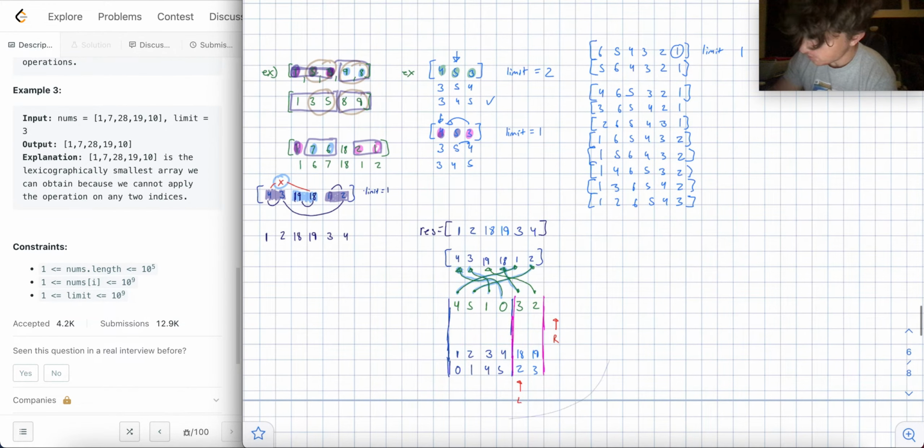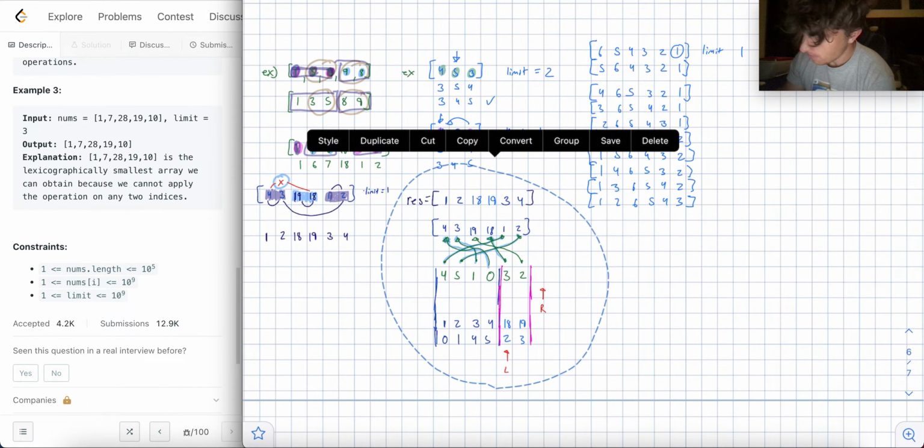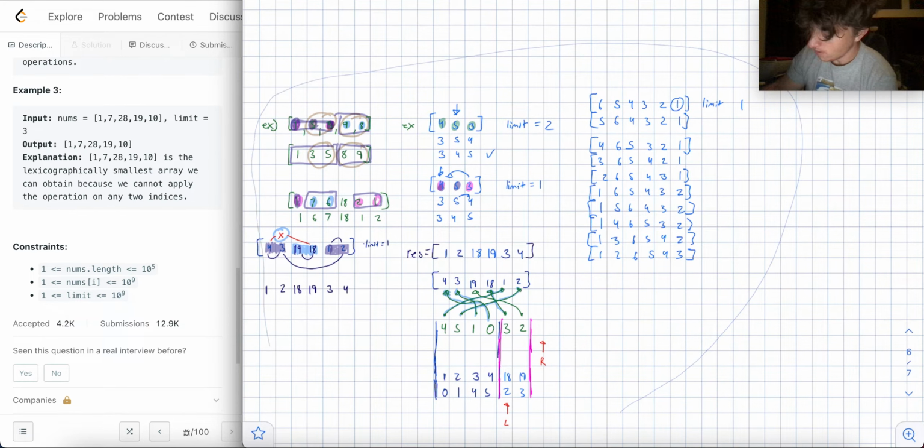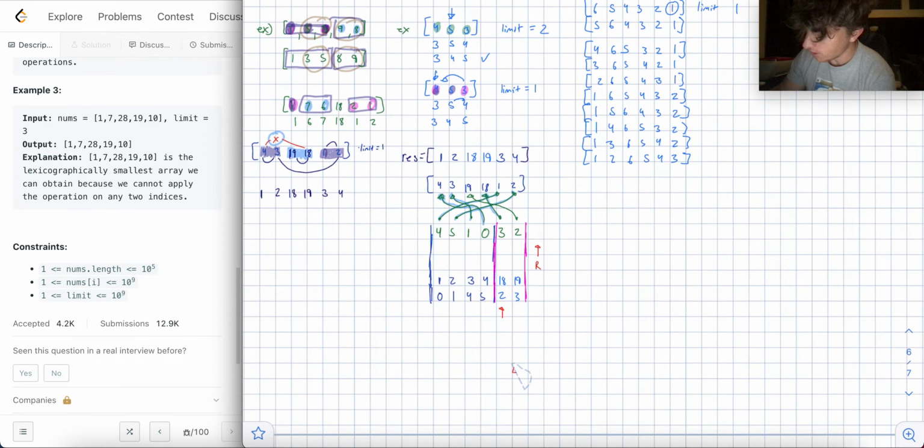What a terrible explanation. I swear I'm a good engineer. I swear. All right.